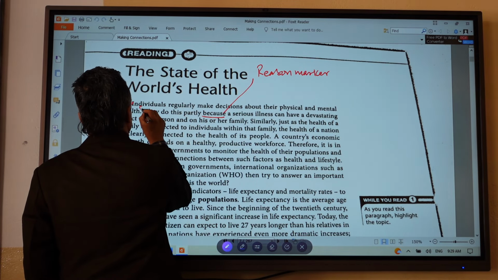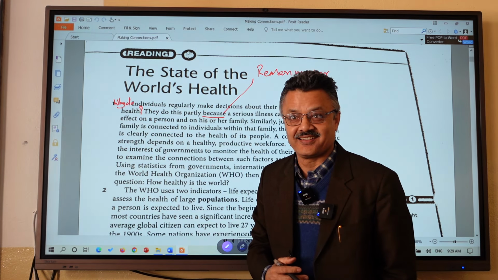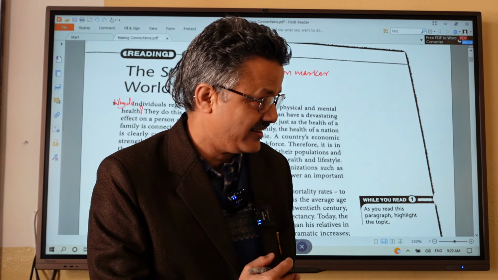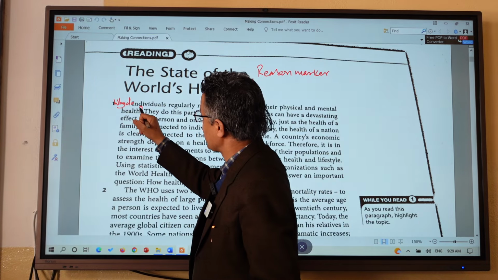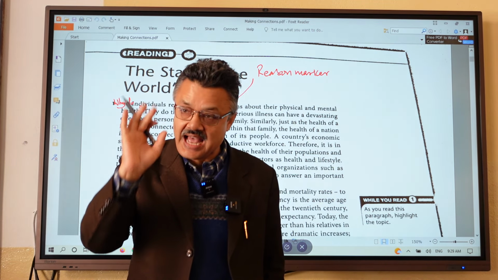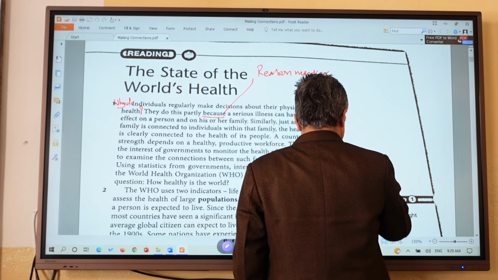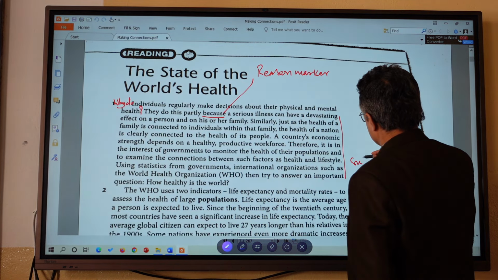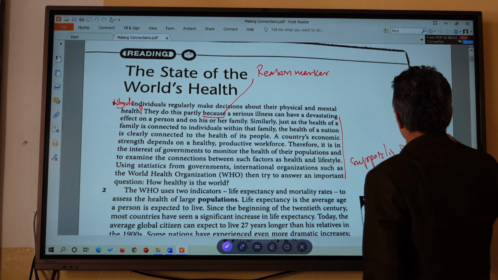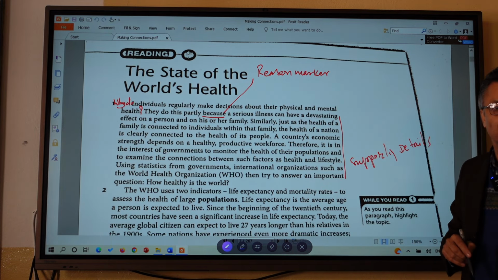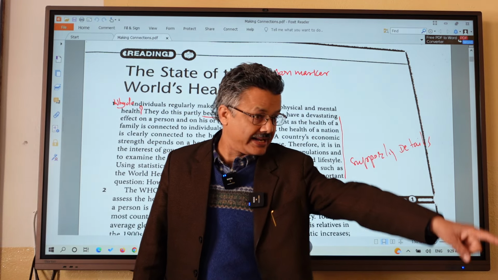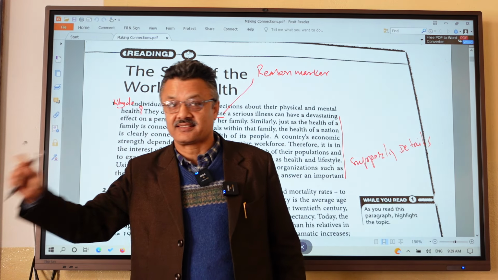And put a question here. Now this became a question. I just turned the first sentence into a question. If you create this as a question, the second sentence answers this question, right? And earlier I told you that all the rest of the paragraph is, what do we call it? A paragraph stands on two legs. Main idea, supporting detail.